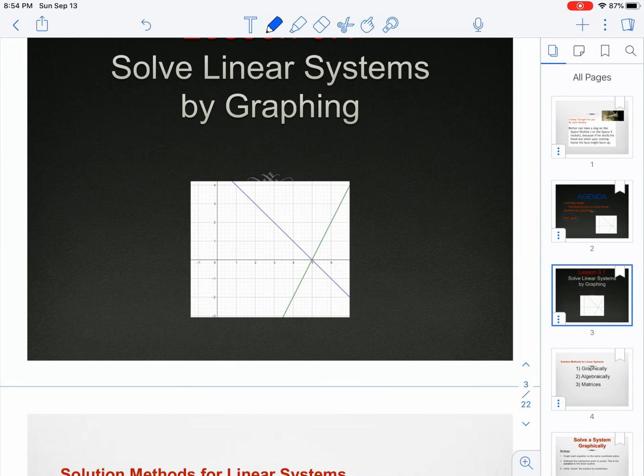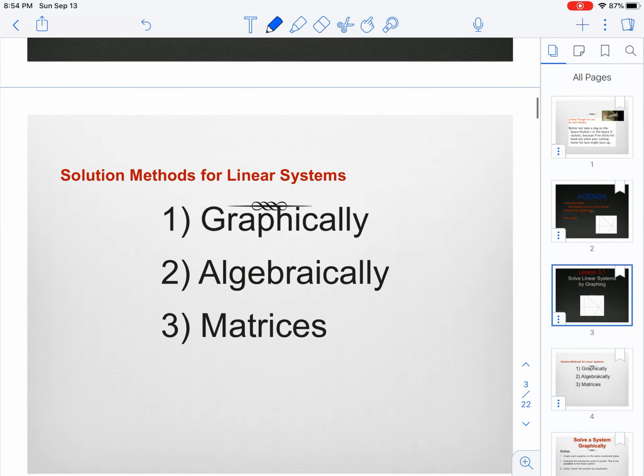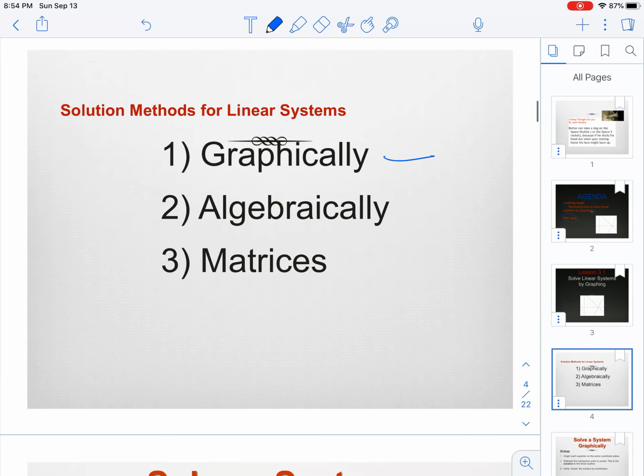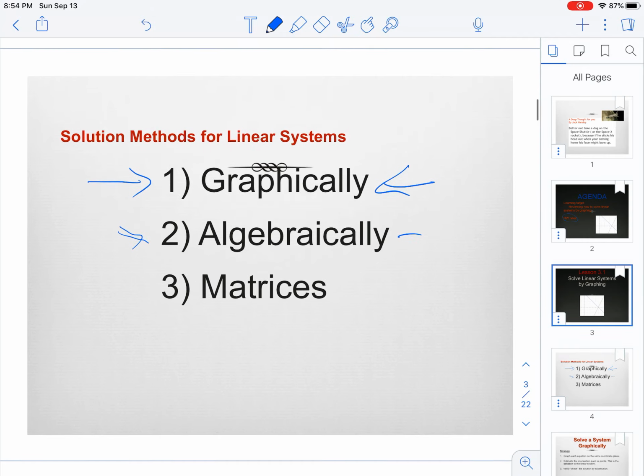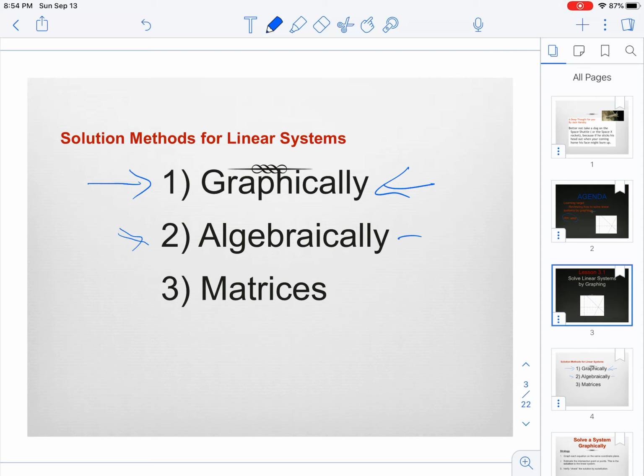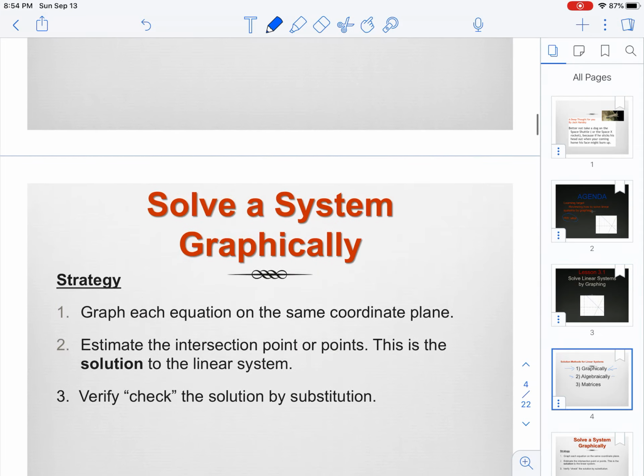There are actually other methods, but we're going to start with this one, graphing, and we will be using our calculator. The next method we'll use is algebra, and then the last one is working with some matrices and some things called determinants and Cramer's rule to solve a system of linear equations.